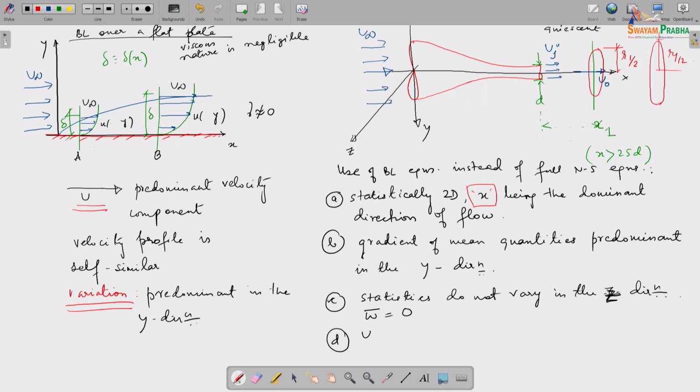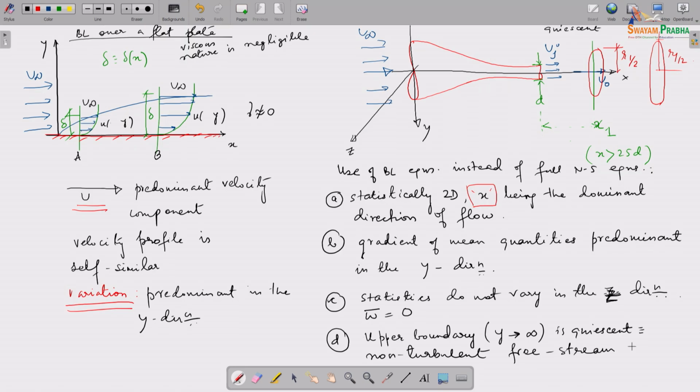Upper boundary, that is, we kind of say it's tending to infinity, is quiescent, which essentially means non-turbulent free stream. Okay. All right.